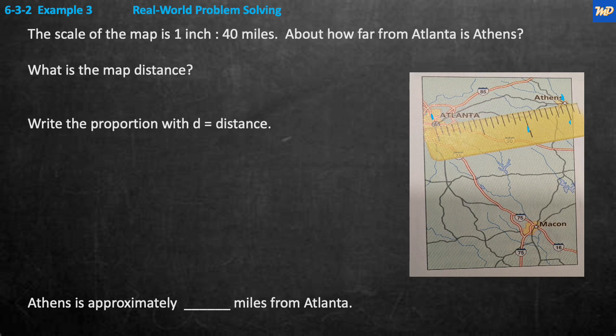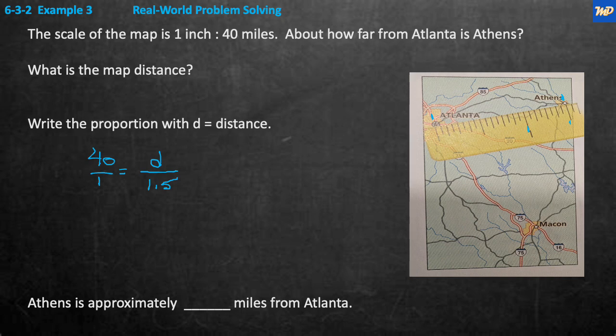Okay, so we're looking for miles, or the distance. So let's put the distance on the top. And the relationship that we know, the distance is 40 miles over 1. So I'm going to write 40 over 1 is equal to, so now we want d, the distance. It says use d for the distance, equals d, the distance from Atlanta to Athens, divided by the distance on the ruler here, which is 1.5 inches. I'm going to say 1.5. There's our relationship.